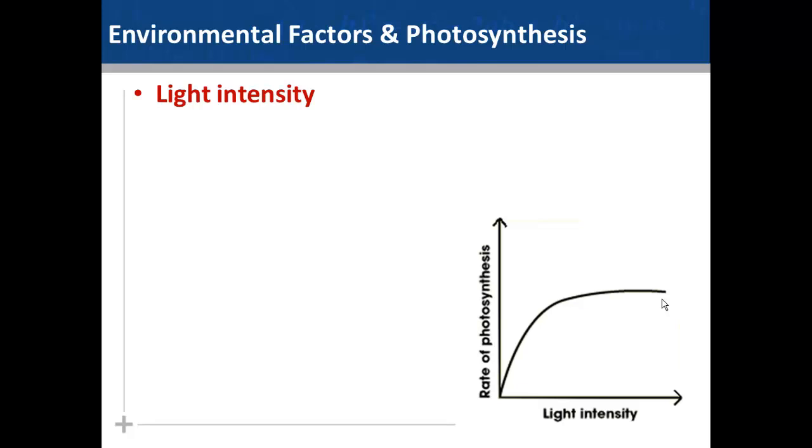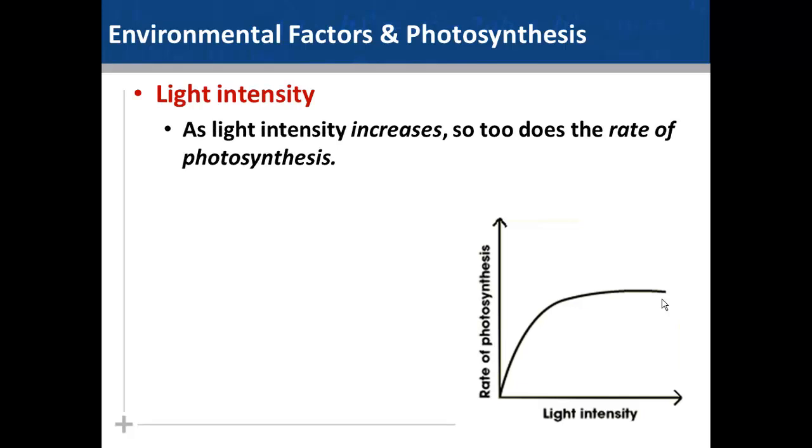In general, if we look at this graph, on the bottom we see light intensity, increasing as we move from left to right on the x-axis, and we see the rate of photosynthesis increasing as we move from bottom to top on the y-axis. So hopefully you're seeing that as light intensity increases, the rate of photosynthesis does as well, but that doesn't continue forever. So photosynthesis happens more quickly under increased light intensity.